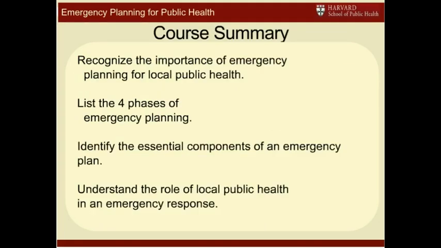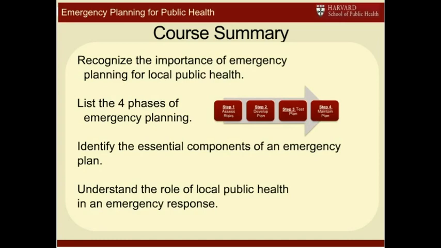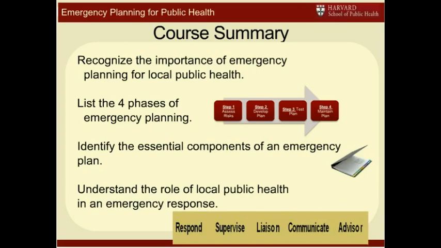That concludes the content of our course. Let's review what we've learned. You should now be able to recognize the importance of emergency planning for local public health. List the 4 phases of emergency planning. Identify the essential components of an emergency plan. Understand the role of local public health in an emergency response. It would be nice if we could simply prevent disasters or completely mitigate their effects. Since that's not possible, the best approach for emergency responders, including public health, is to plan to limit the impact of an emergency.